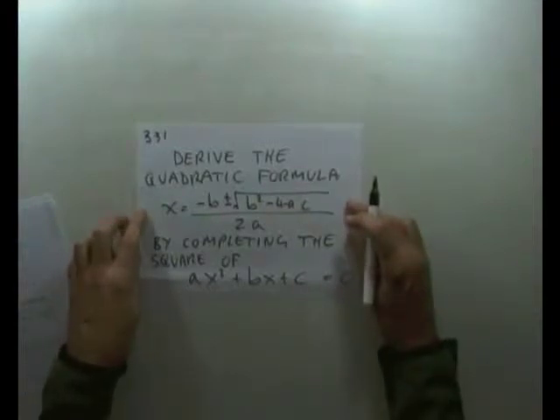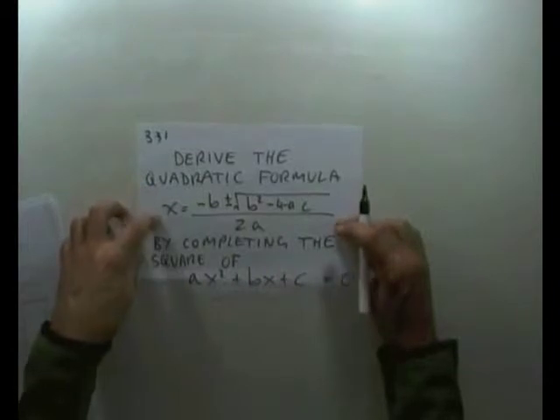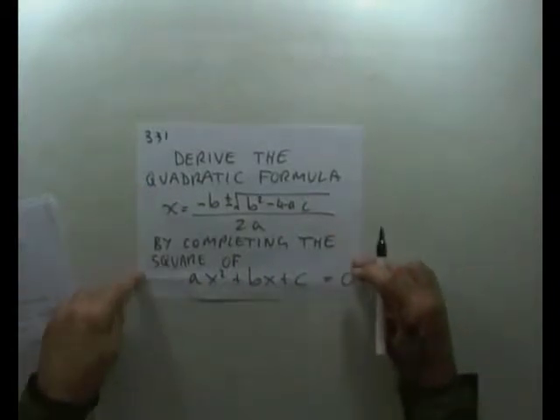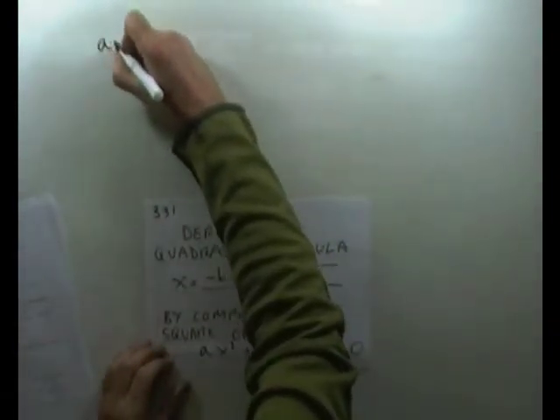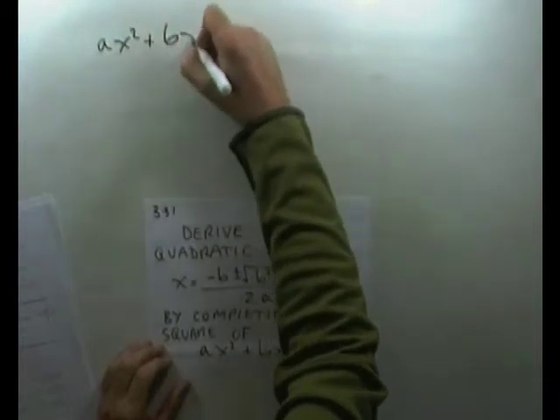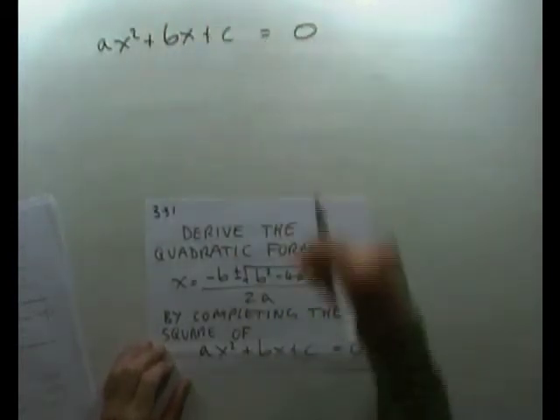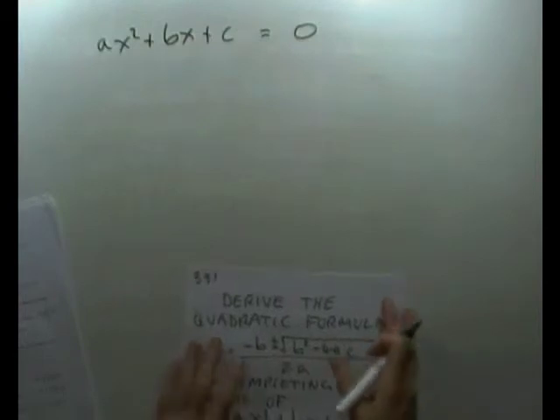Right, follow on from the quadratics. Question 331. Derive the well-known quadratic formula by completing the square. Starting with that general quadratic, ax squared plus bx plus c equals 0, just using the technique of completing the square.